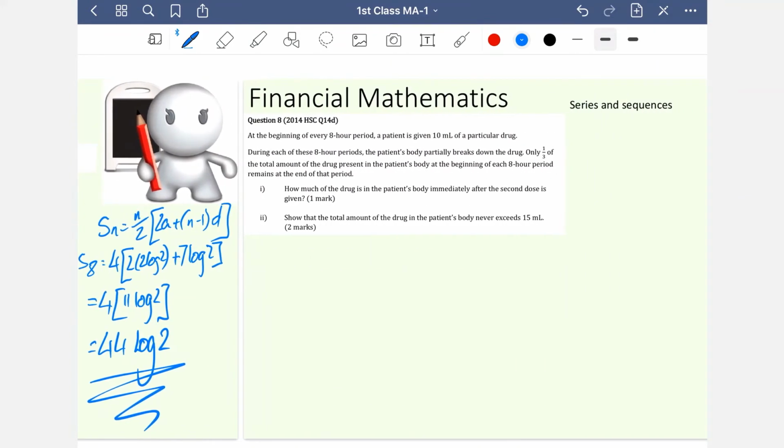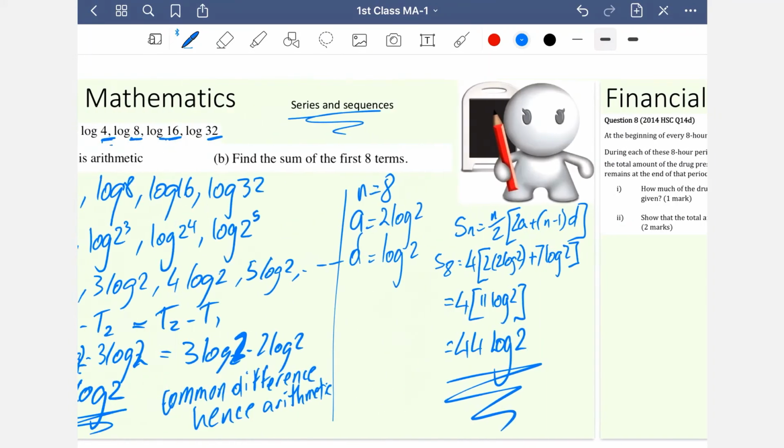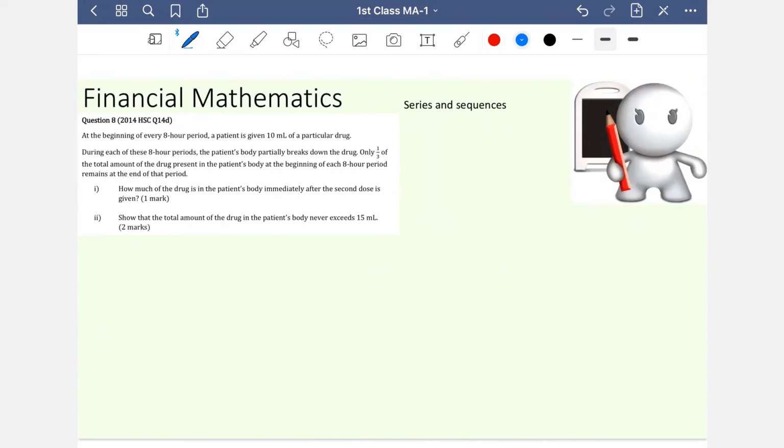All right. Now, with our next slide, we start getting into financial mathematics. Actually, no. So this one is at the beginning of every... Okay, so a patient is given 10 milliliters of a particular drug. During each of these 8-hour periods, the patient's body partially breaks down the drug. Only 1/3 of the total amount of the drug present in the patient's body at the beginning of each period remains at the end of that period.